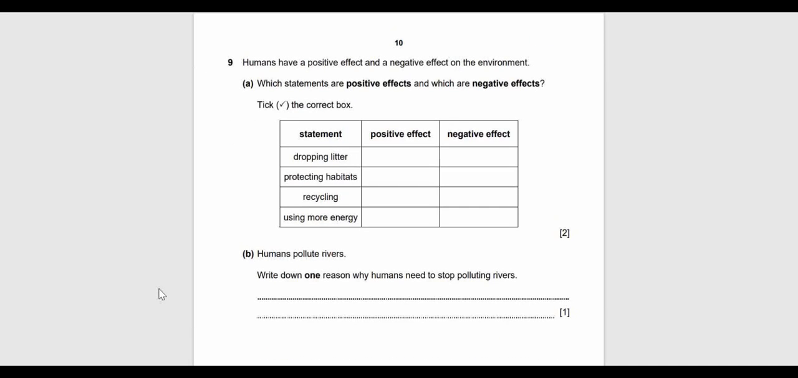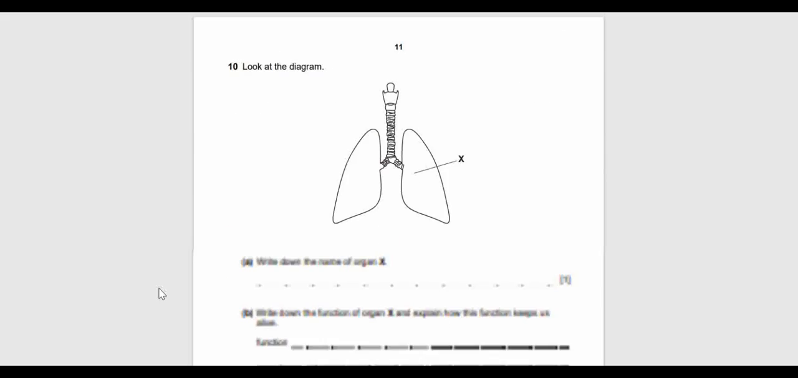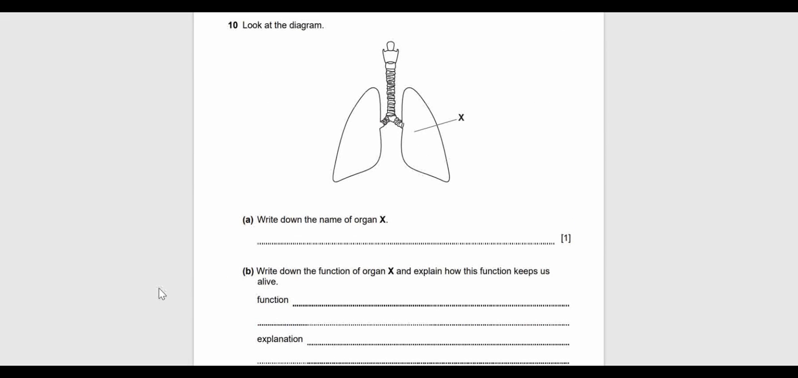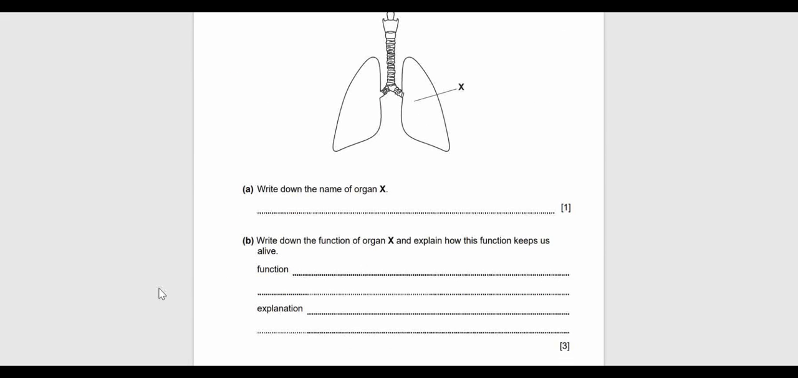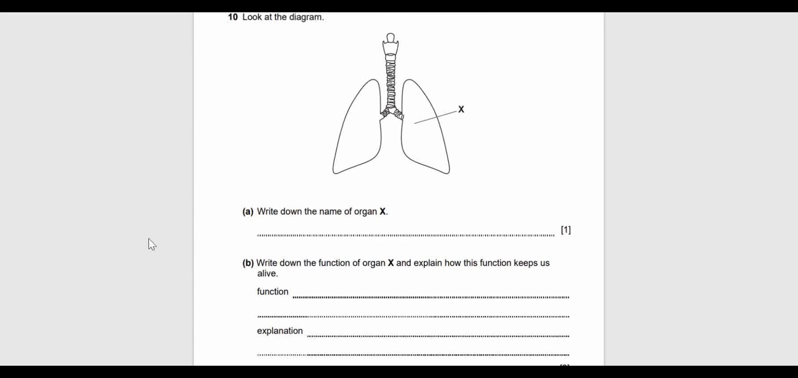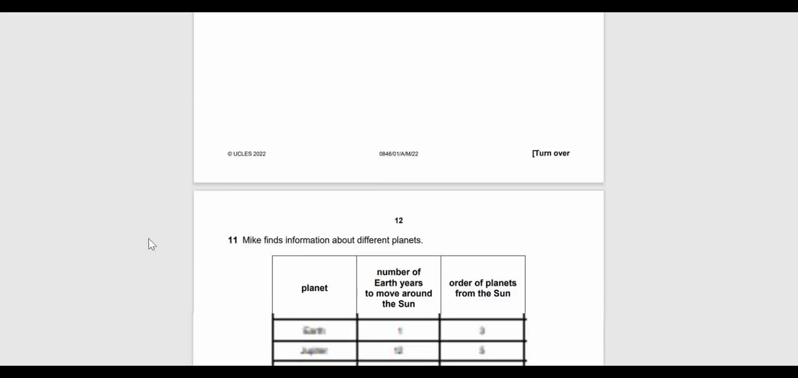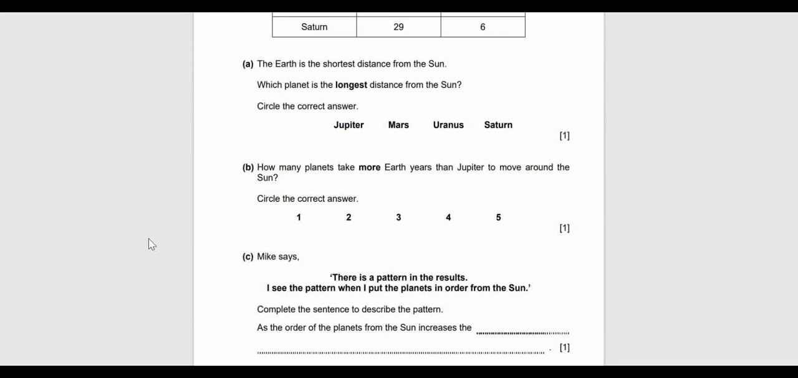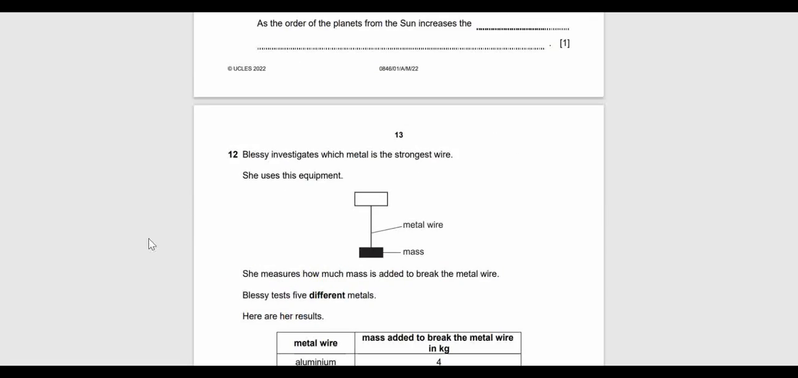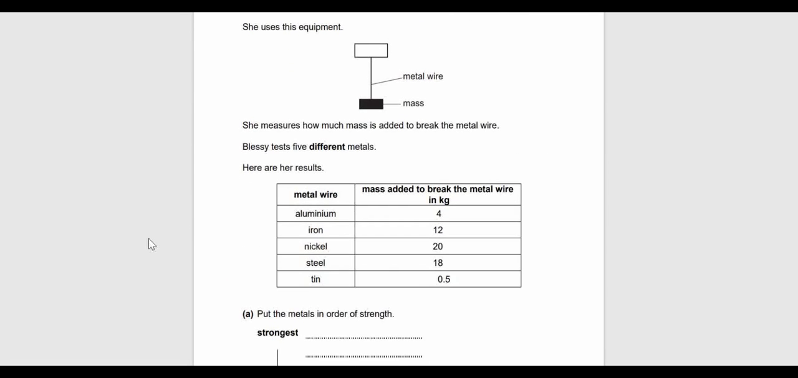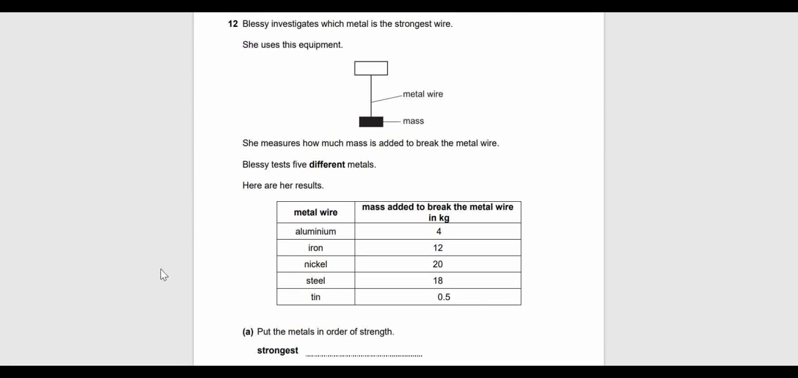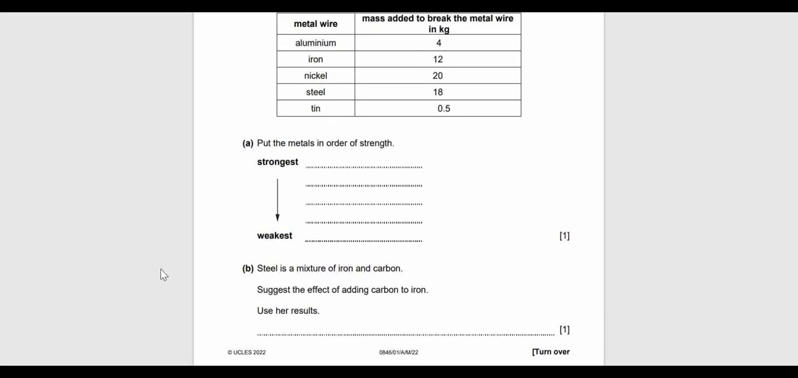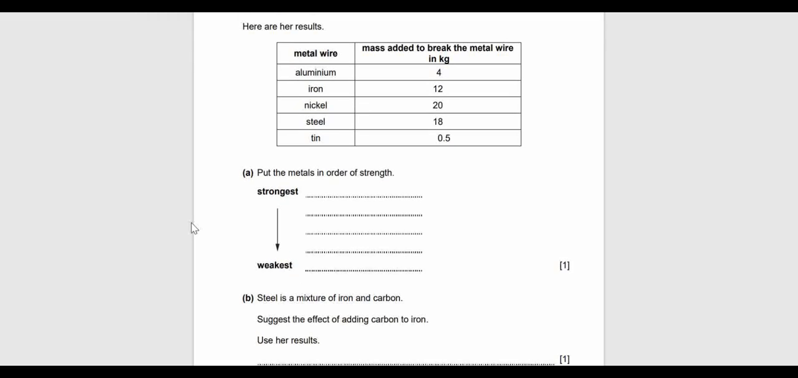Next, this is question 9A, B. This is question 10A and 10B. Next, this is question 11A and 11B. Next, this is question 11C. Then this is 12, 12A and 12B.